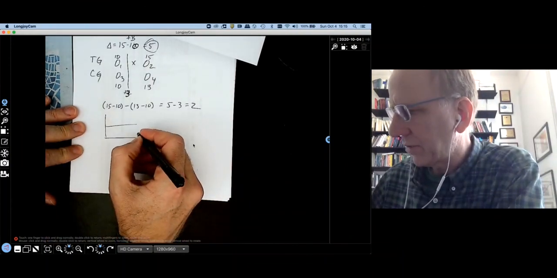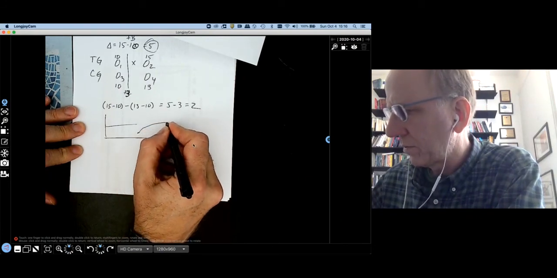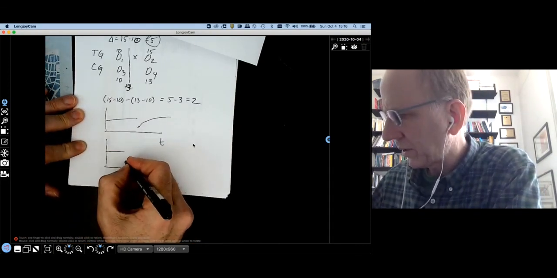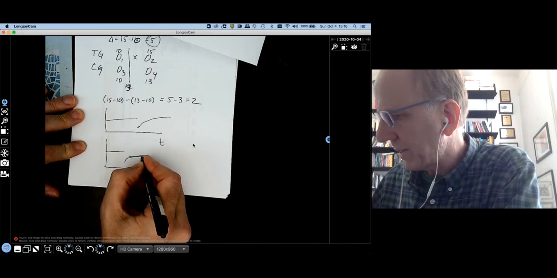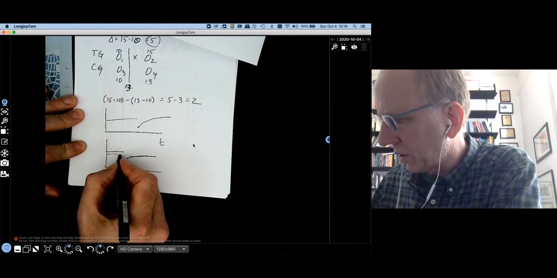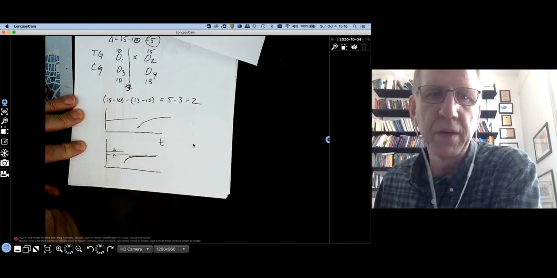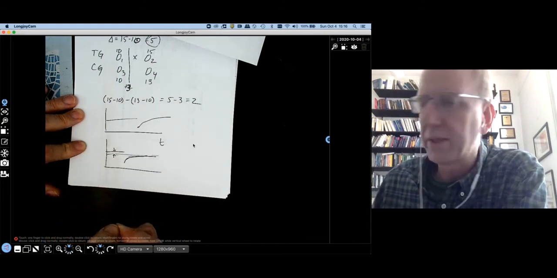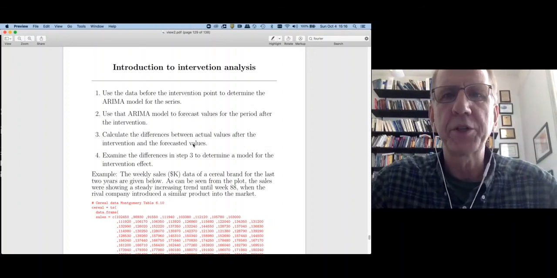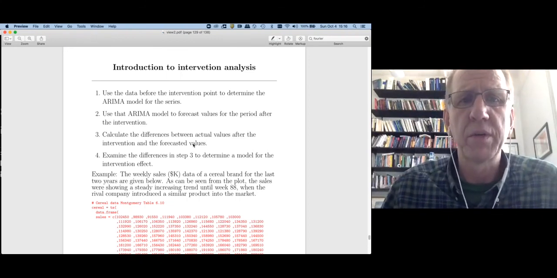My market share drops, and then it creeps back up to my original level. Or it could be something like this, where it creeps back up but doesn't quite make it to the original level. It creeps up to a level that is lower than the original one. So this difference is the effect of the cannibalization. This is a topic that often goes under the heading of intervention analysis, which the author of your textbook mentions, but doesn't go into much detail on.